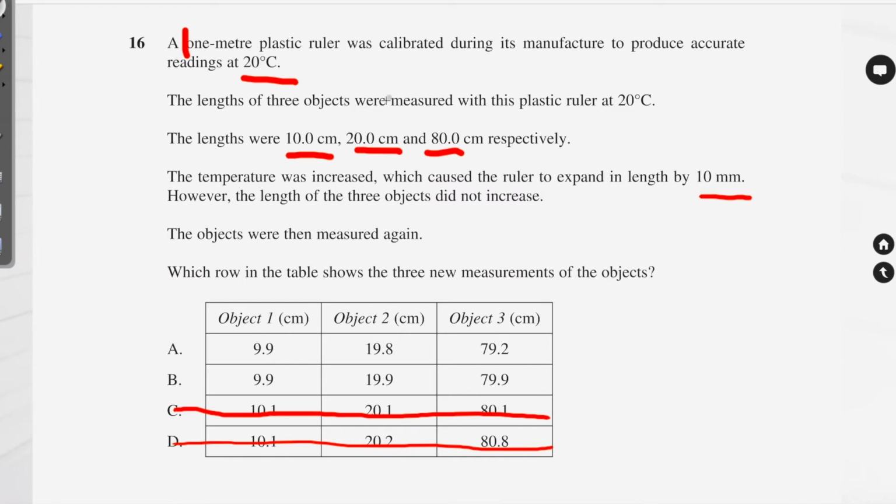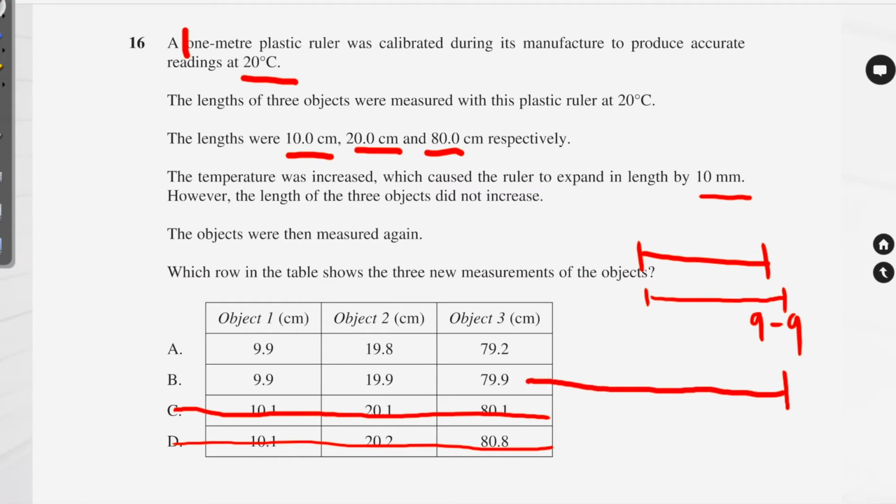And the reality is, if this is our 10 centimeter object there, and our ruler is increased slightly, our measurement is going to be smaller. It's going to go to here. And so we can sort of say, according to that there, that we're going to get 9.9. Now, that puts us down to A and B. What we need to have a think about here is that object 2 is 20 centimeters. So on my badly drawn screen diagram, that's our 20 centimeter object.